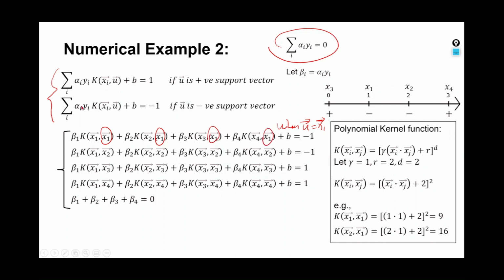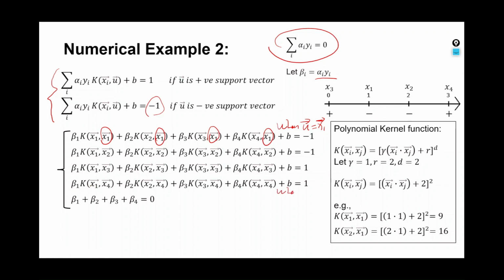This is iterated from this one, beta 1. We use beta i to represent alpha i yi. So beta 1, beta 2, beta 3, beta 4, plus b is equal to -1. Why -1? Because x1 is a negative sample, so it's -1. Then let's look at one more. Maybe the last one, x4.